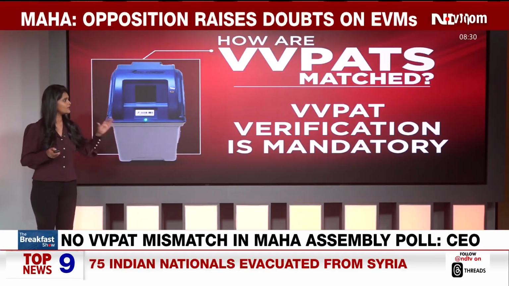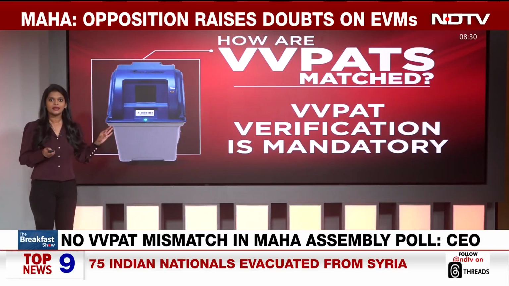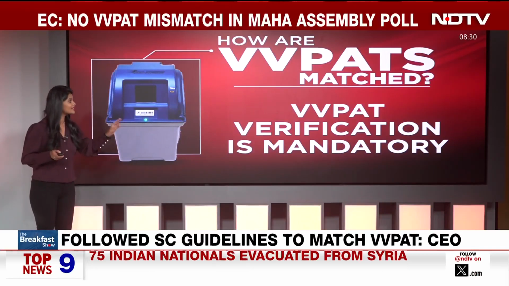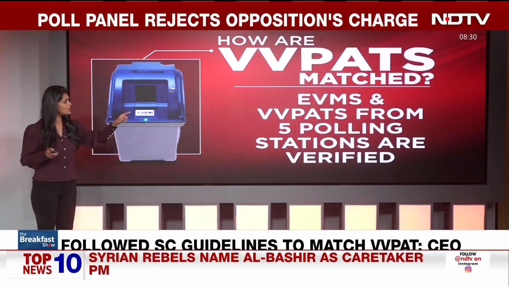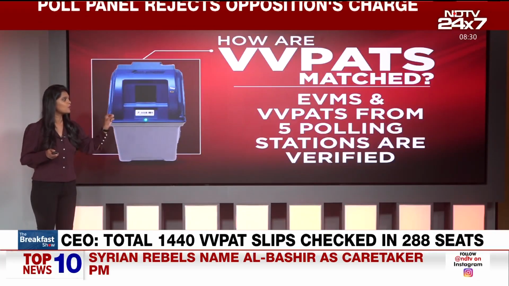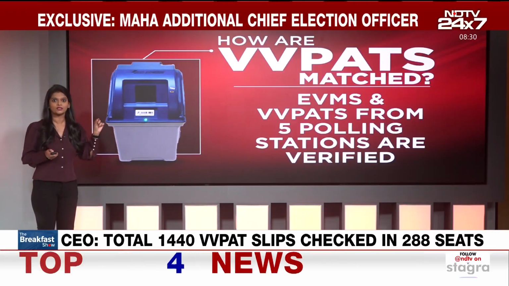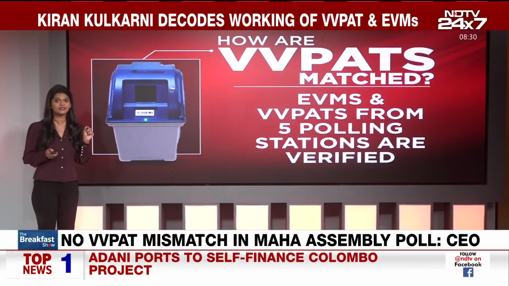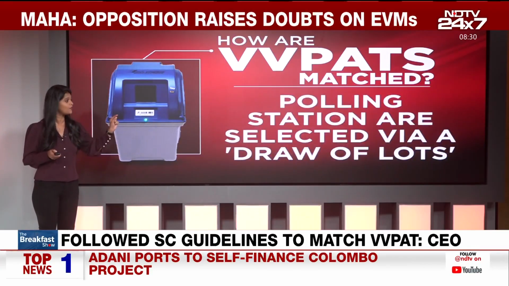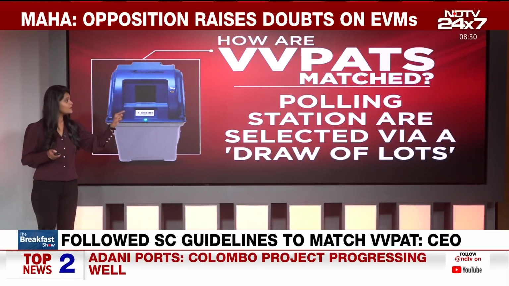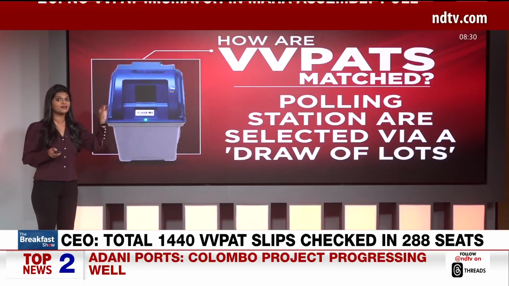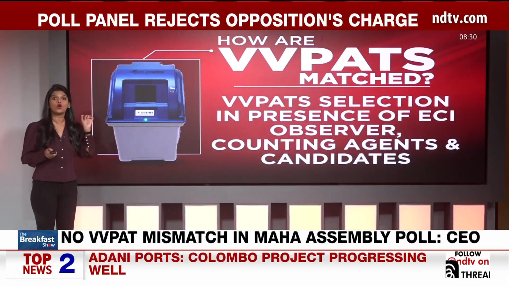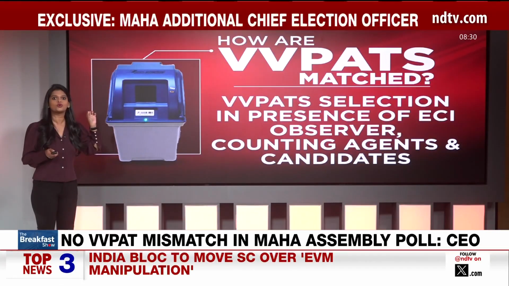VVPAT counting or verification is mandatory. Now, this is something that has been directed by the Supreme Court. So, as directed by the Supreme Court, EVMs and VVPATs from 5 polling stations are verified. So, 5 randomly selected polling stations from each assembly segment of a parliamentary constituency is verified before declaring result, and VVPATs are to be taken up for counting. Paper slips are randomly selected through a draw of lots. So, it is done through a lottery.